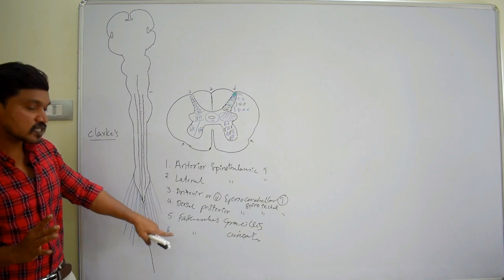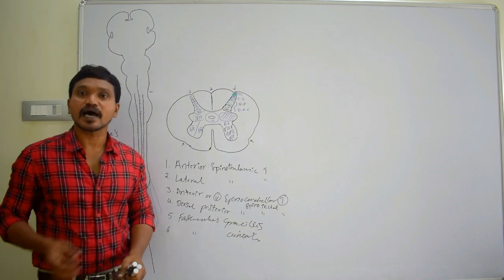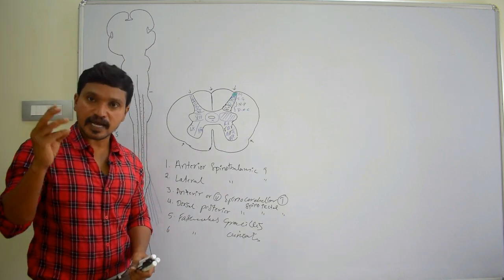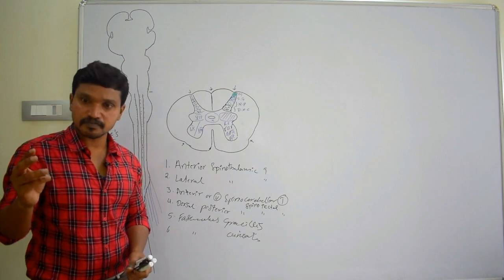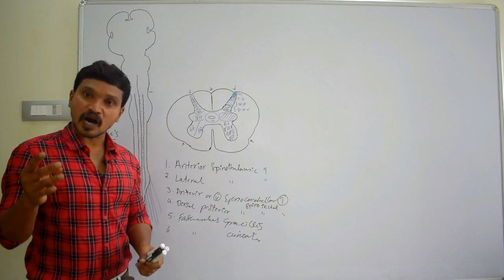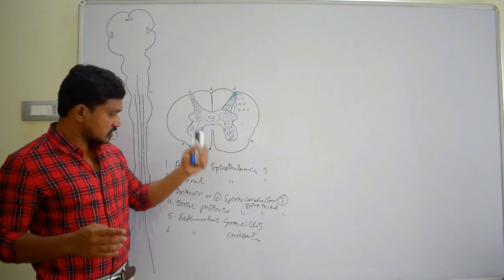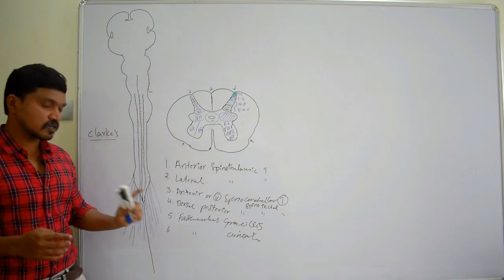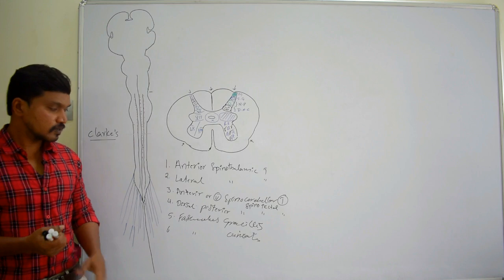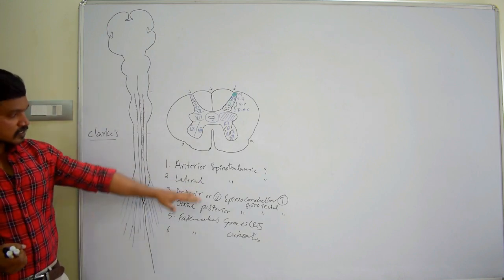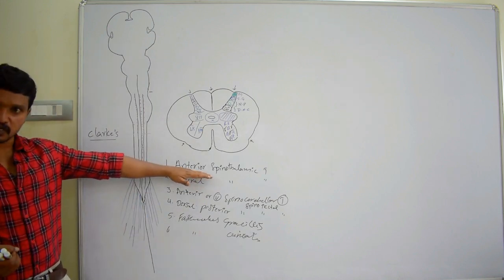Then Fasciculus gracilis and Fasciculus Cuneatus carry the impulses of tactile sensation, that means fine touch, tactile discrimination, conscious kinesthetic sensation, stereognosis. So these sensations will be carried by the Fasciculus gracilis and Fasciculus Cuneatus. Clear? So now we will start discussing the anterior spinothalamic tract.